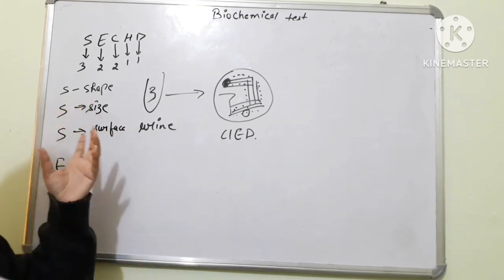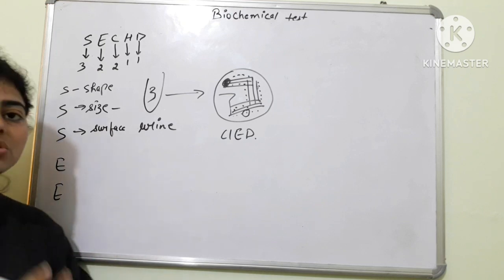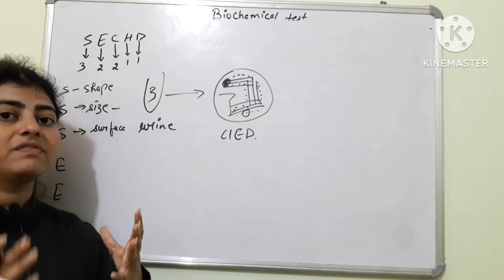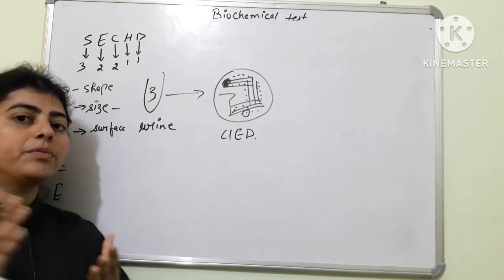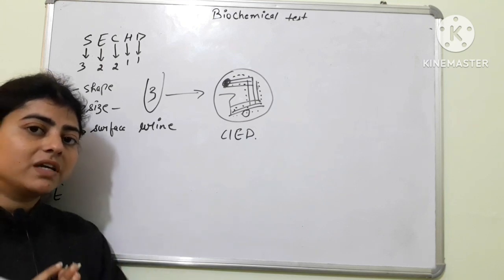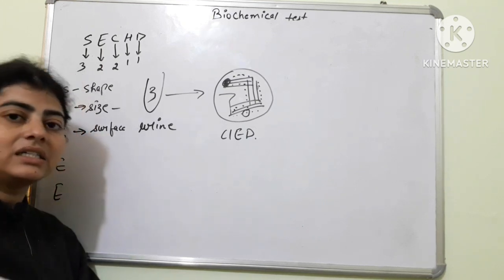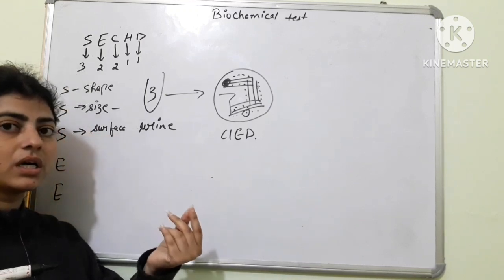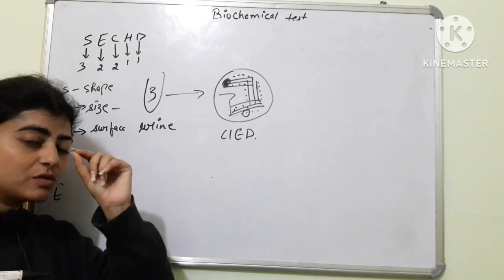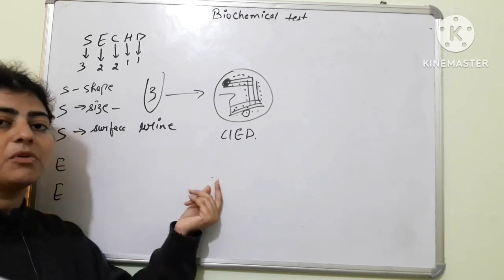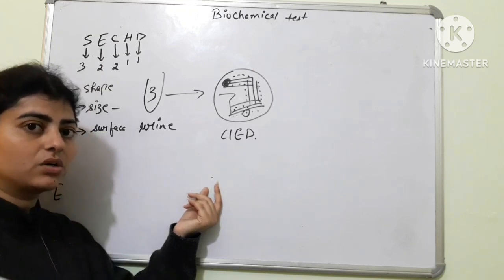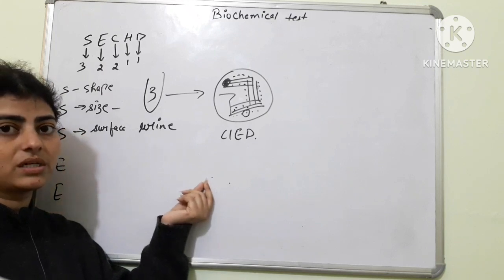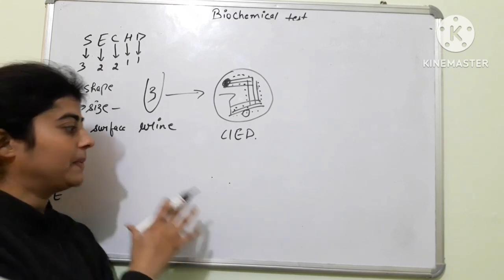First of all we will discuss size. Size means after looking at the colony you will decide whether the growth of the colony is pinhead or pinpoint. The difference is, take your pencil and mark a small point on your notebook. This very small point, this type of colony is known as pinpoint. Pinhead is a little bit larger than pinpoint. This is the basic difference between pinhead and pinpoint.